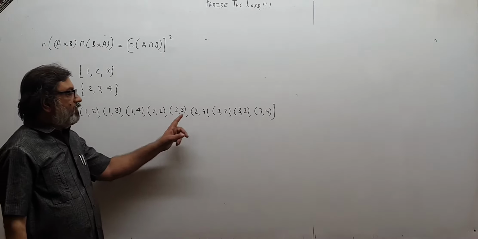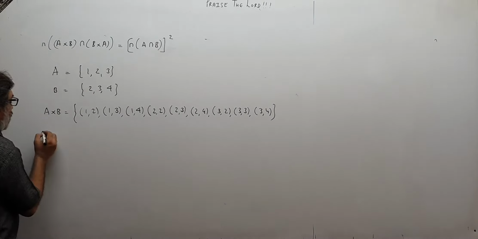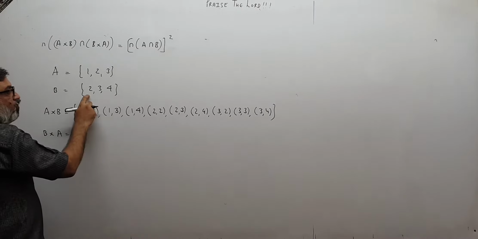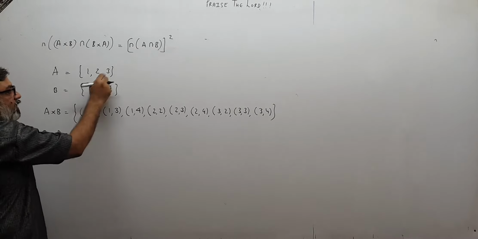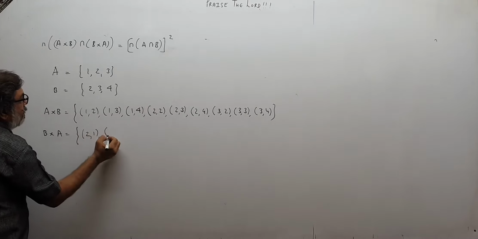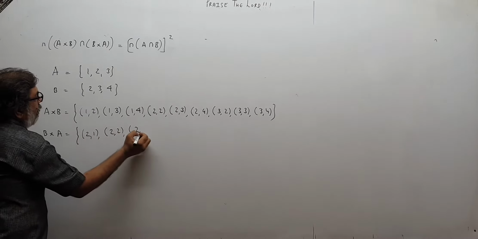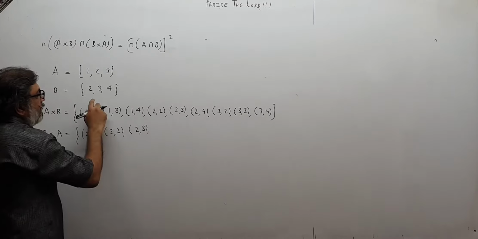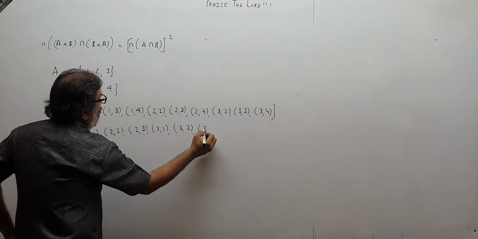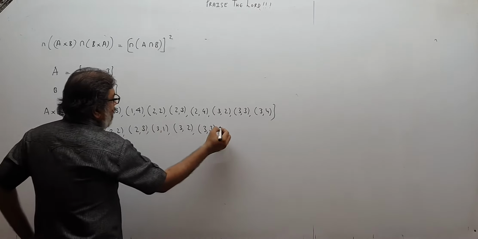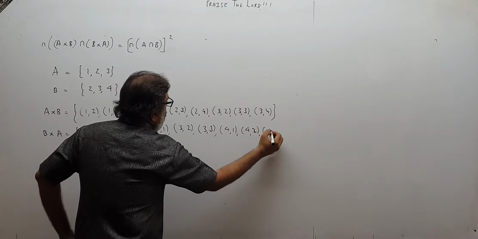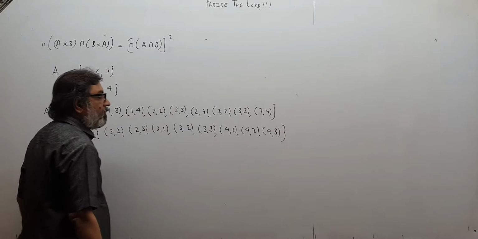So there are 9 elements. What will be B cross A? I have to take first element from here, 2, with all these 3. 2,1; 2,2; 2,3. Then 3,1; 3,2; 3,3. Then 4,1; 4,2; and 4,3.